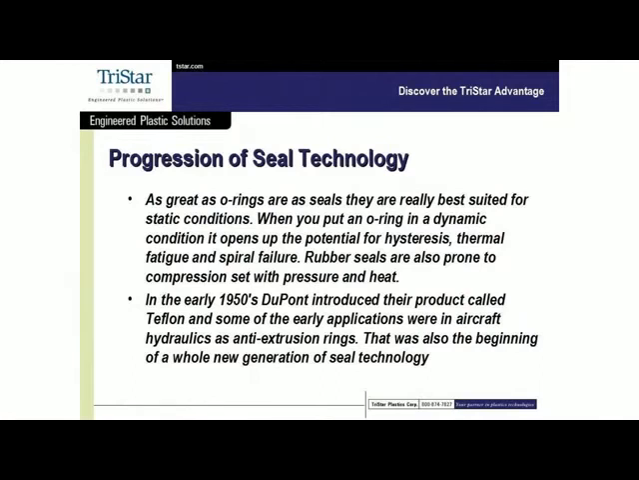O-rings as seals really are best suited for static conditions. That's the bottom line. And when you put an O-ring in a dynamic condition, it opens up a lot of potential for failure. Those being, again, hysteresis, thermal fatigue, spiral failure. Those are fairly common occurrences. And rubber seals are also prone to compression set over time with a combination of pressure and heat.